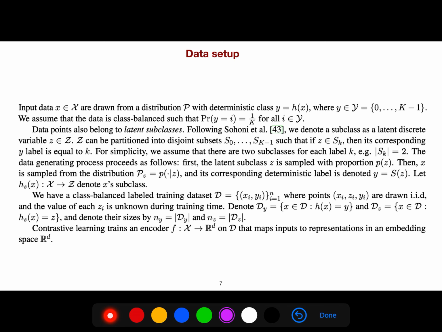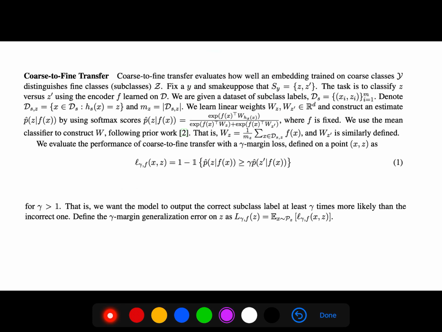So we have a deterministic class y, and we assume the data is class balanced. I mean, it is fair, all of them have equal chance. But data points also belong to latent subclasses, and we denote a subclass as a latent discrete variable that can be partitioned into disjoint subsets. And we have a class balanced labeled training dataset where points are drawn from an identical independent distribution, and the value of each z sub i is unknown during training.